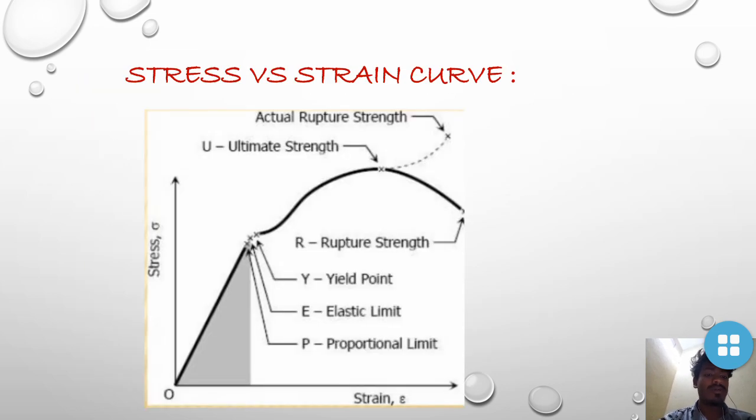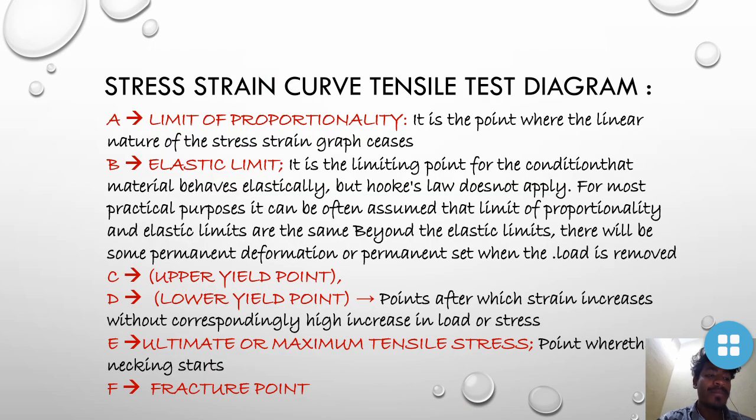Here you can see the curve for stress and strain. On the x-axis strain is plotted, and on the y-axis stress is plotted. You can see the deforming region, actual rupture strength and ultimate strength. R is defined for rupture strength, Y is the yield point, E is the elastic limit, and P is the proportional limit. Stress strain curve, tensile test diagram.